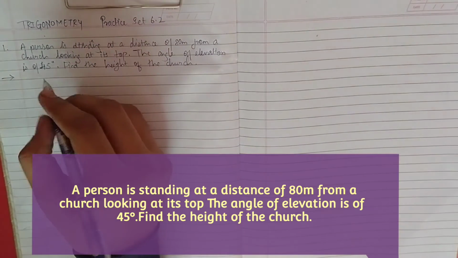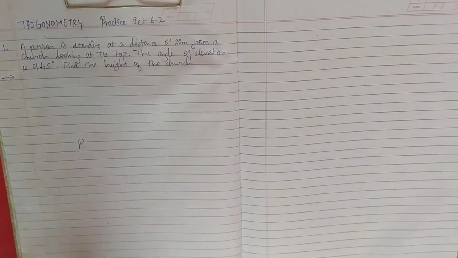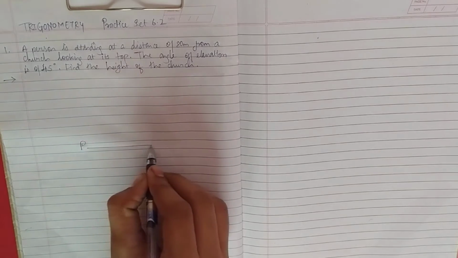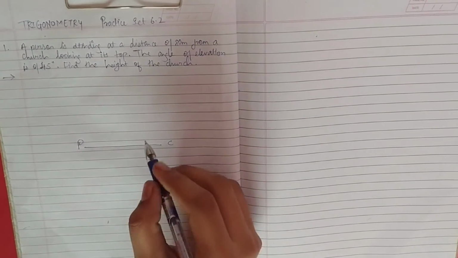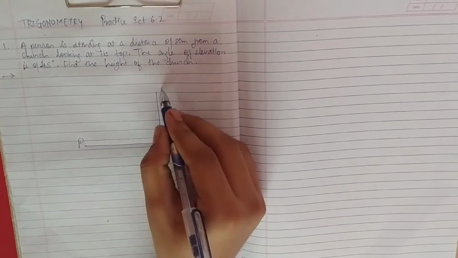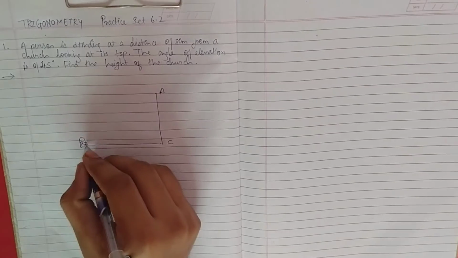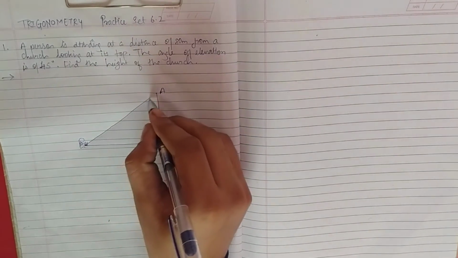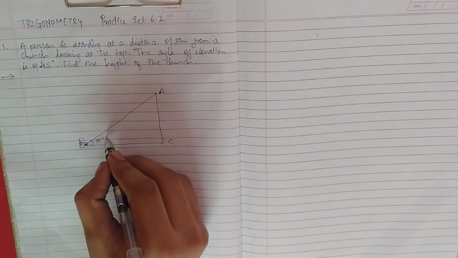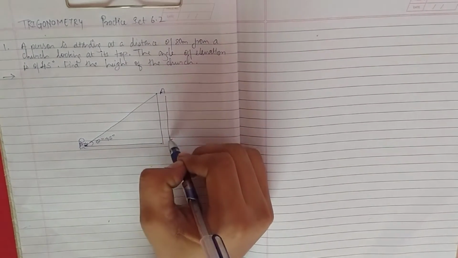Practice set 6.2, question number 1. We have been given a person P, who is standing at a distance of 80 meter from a church, and looking at the top of the church. Let A be the point at the top of the church. This will be AP. Now the angle of elevation given is theta, which is 45 degree, and we have to find the height of the church.